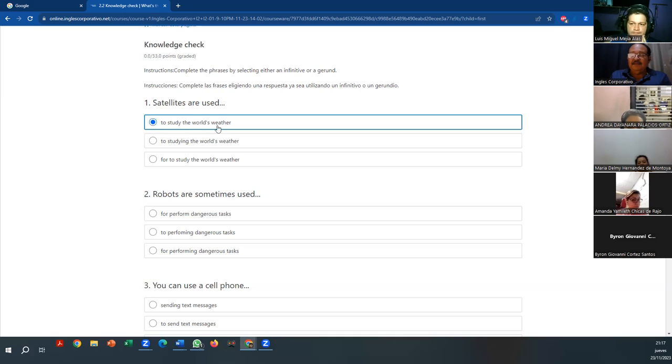To study the world's weather. The context and also the form, right? To study, infinitive, not to study in, and not for to study. In the lower levels, sometimes it is very common to hear this mistake when we are learning. I say, I came here for to study. But now we know the correct form, right? So this is good that you are discriminating now.